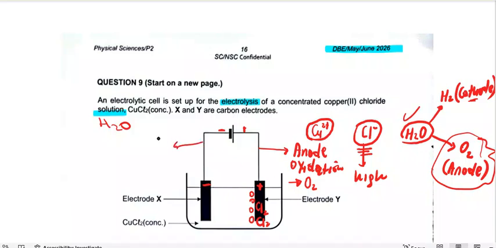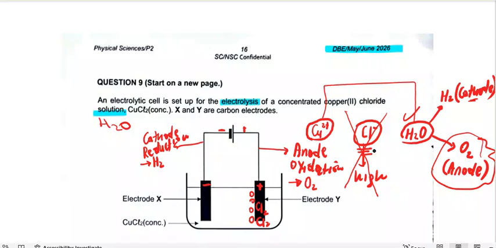So this one is the negative electrode, that is the cathode. At the cathode a reduction reaction takes place, meaning that if water reacts, hydrogen will be produced here as a gas. Now we are done with this one. Between these two, which one will undergo reduction? They compete to undergo the reduction reaction.